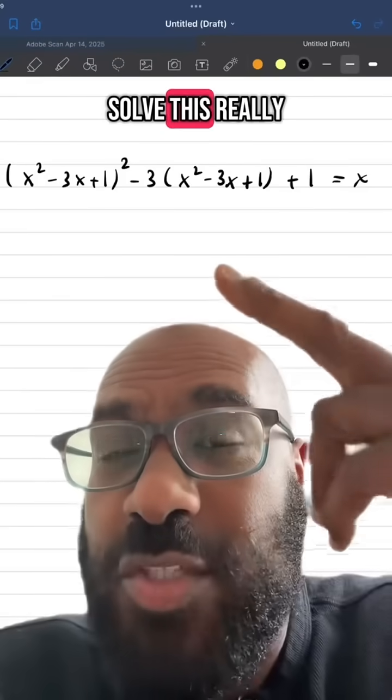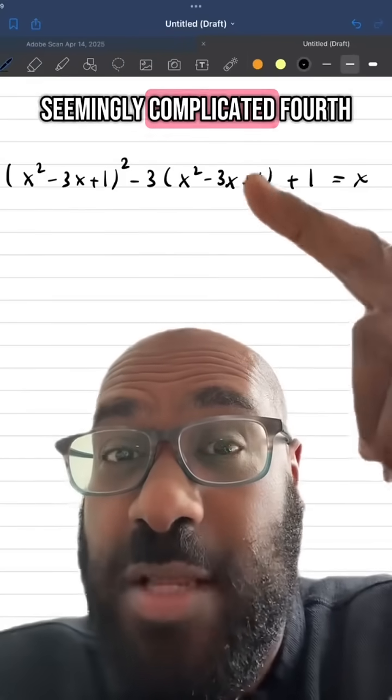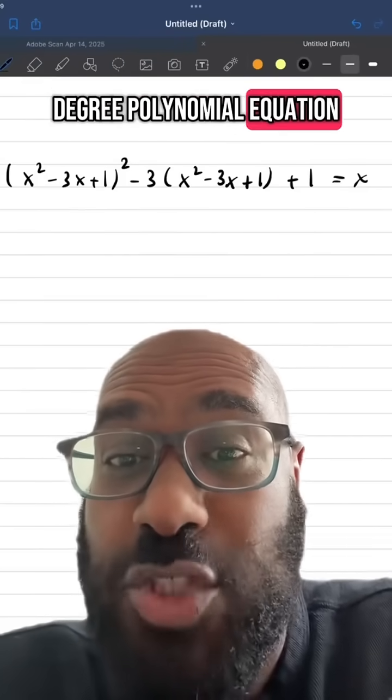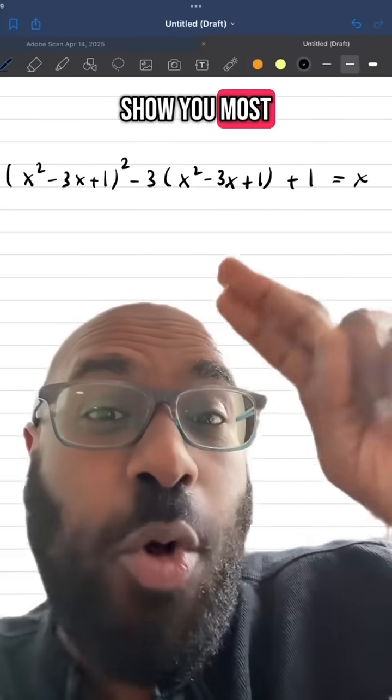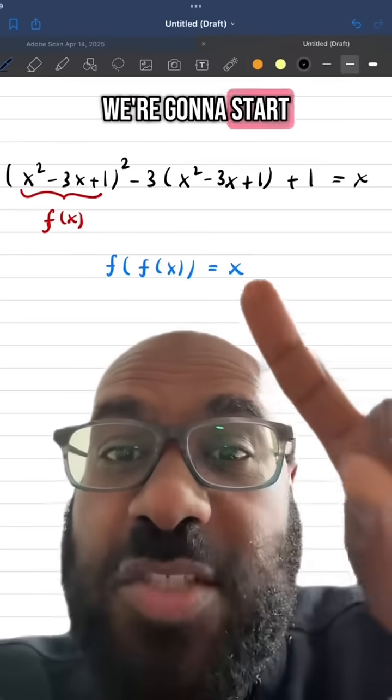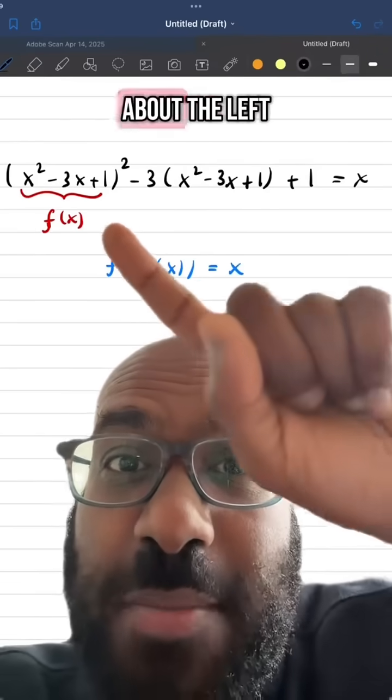How do we solve this really seemingly complicated fourth degree polynomial equation? Well, there's actually a really beautiful way to solve this, and I'm going to show you most of the steps to get there. We're going to start by recognizing something very interesting about the left-hand side.